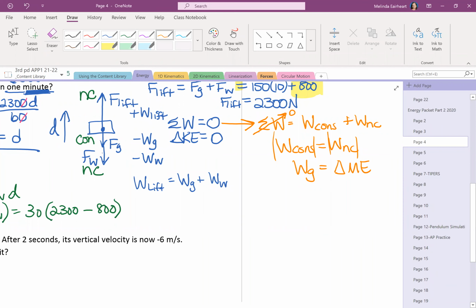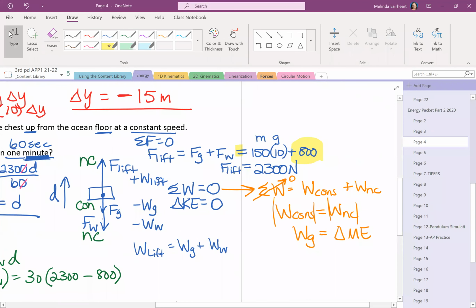Is it always going to be this way? No. When do you have net work of zero? When your object has constant speed, okay? Not all problems are going to have constant speed. Okay. Questions on the treasure chest?